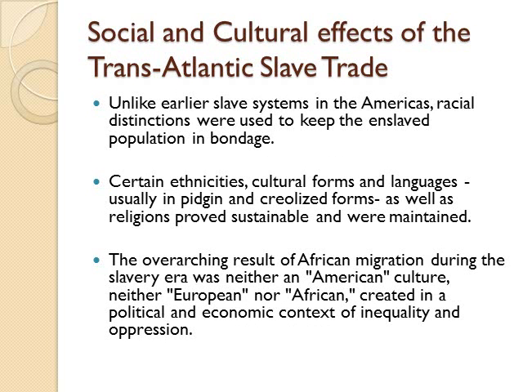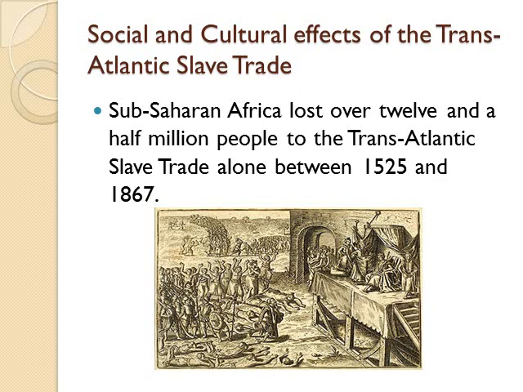Also, though enslaved individuals came from widely different backgrounds and a number of different ethnic groups, and markers of identity were extensive, certain ethnicities, cultural groups, and languages were maintained. This Atlantic slave trade also resulted in an American culture, which was neither European nor African. There was a political and economic context of inequality and oppression. Also, sub-Saharan Africa lost over 12.5 million people to the transatlantic trade. A lot of people between 1525 and 1867. This is the extent of people that were lost during this trade.